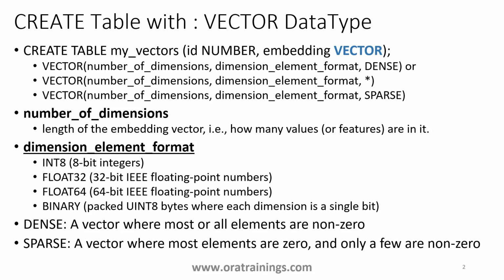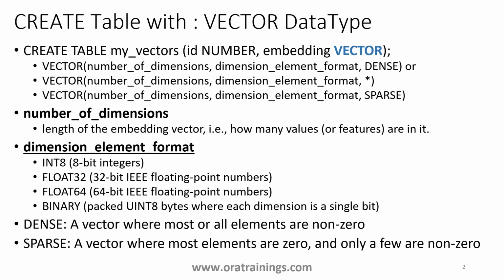You can observe the example: create table my vectors, where we mention two columns. One is ID, a number, and the other column name is embedding, where the data type is vector. You can just mention the data type directly as vector.